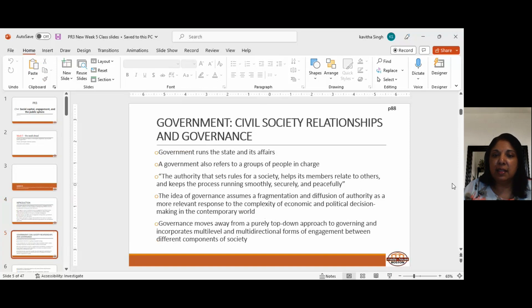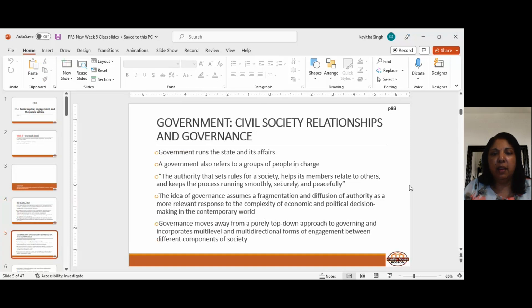The authority that sets the rules, so a government also refers to groups of people in charge. So we've spoken about the ministries, and each minister being responsible for each of those ministries. That is how the government, in terms of the makeup of it, is. What you can do a step further is, if you don't know all of the ministries that we have in South Africa, please go and do some research to understand how the constitution works, how the ministries work, and who the government reports to.